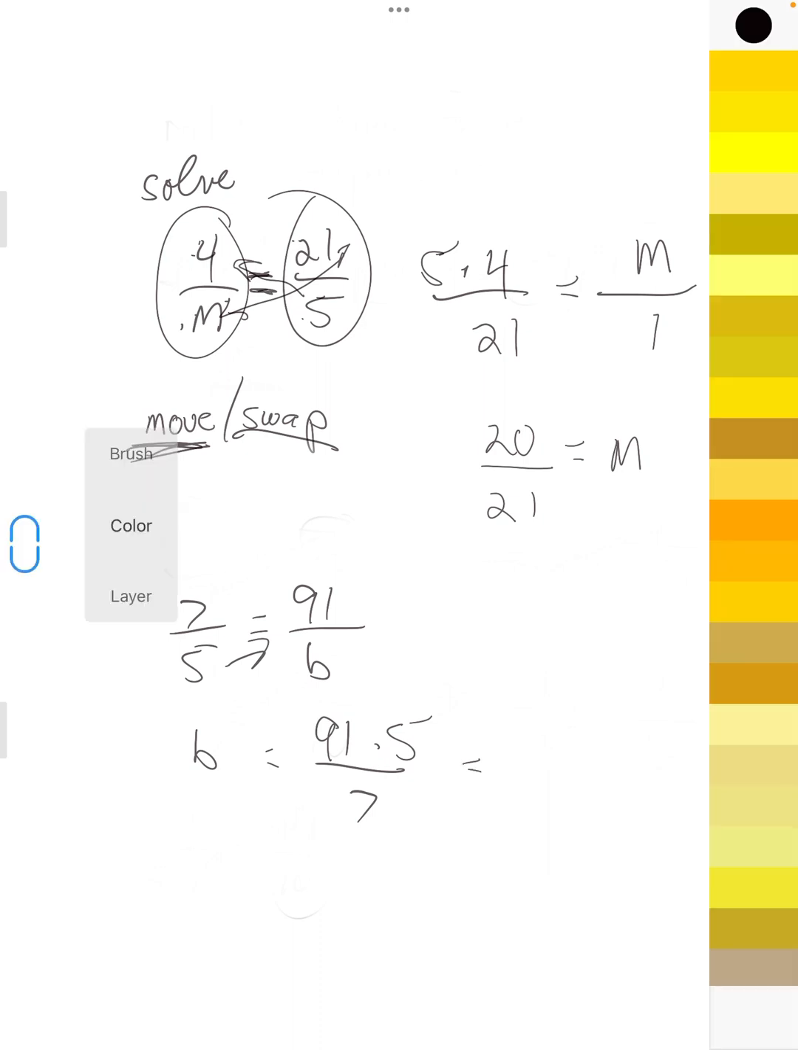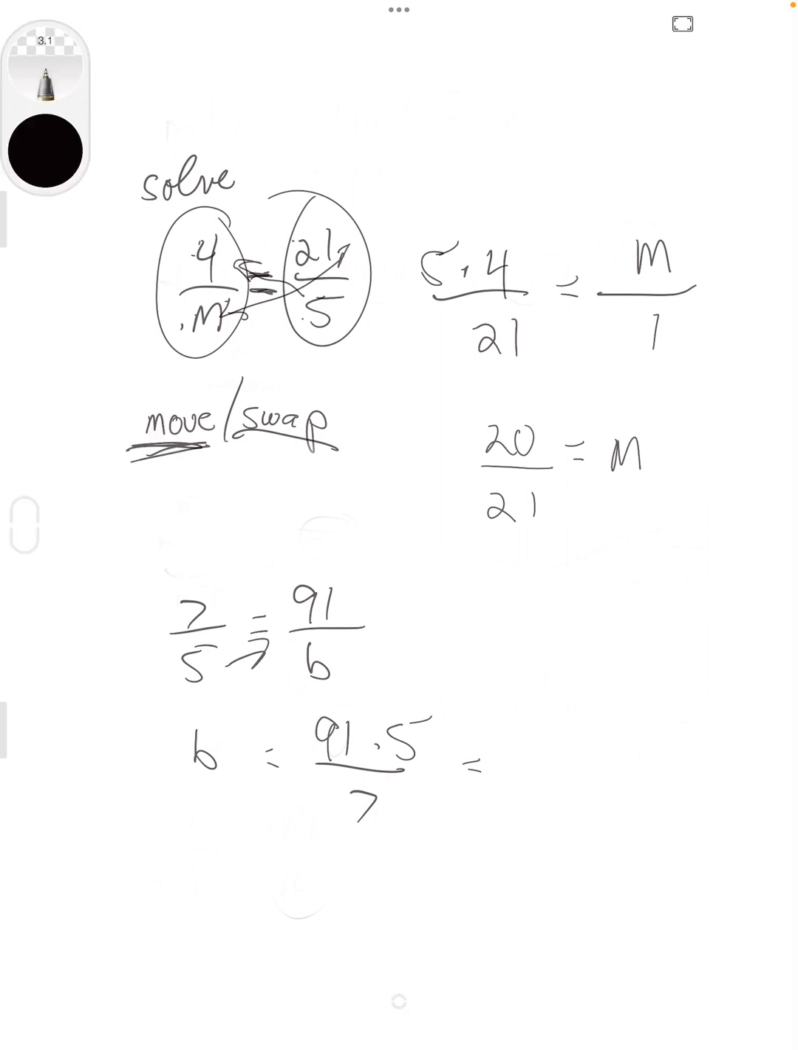91 times, ooh, that was weird. 9 times 5 is 45, so 91 times 5 is 455 over 7. Answer. And if you did the math on that, that's actually equal to 65. But I'd use a calculator for that one. So that's how you do it. Move and swap, get the letter by itself, and you're at the answer. That's pretty much lesson number 38.